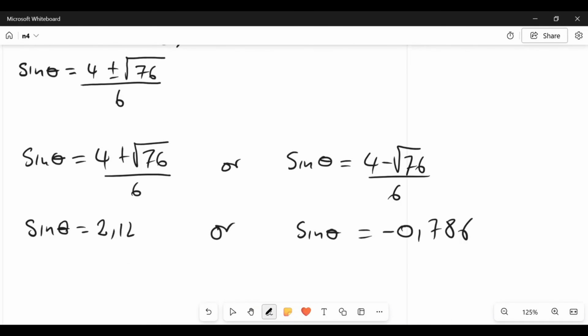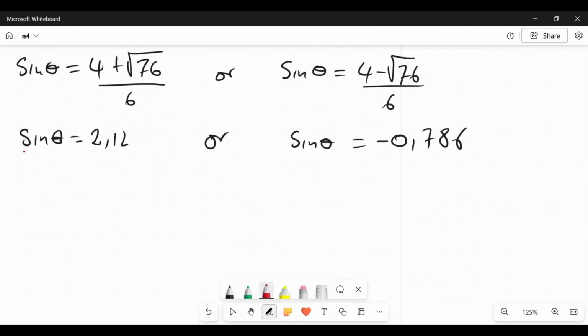Let me create space so that we are able to solve this question. Let's look at these here. This is a very important part. Now we have this one here where sine theta is equal to positive 2.12.